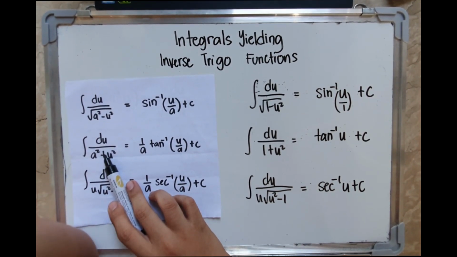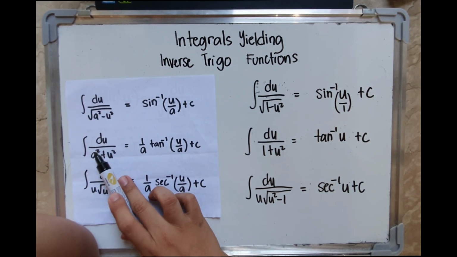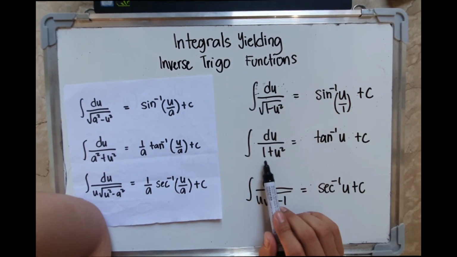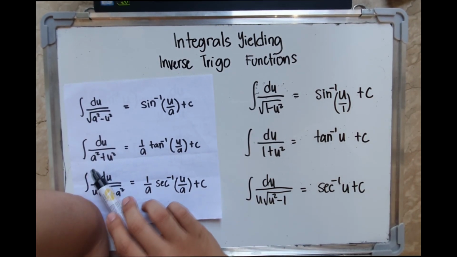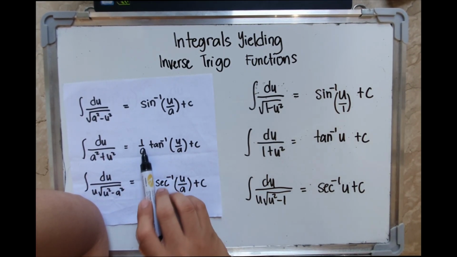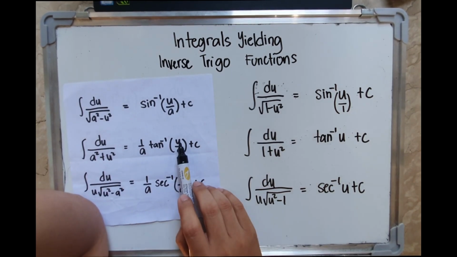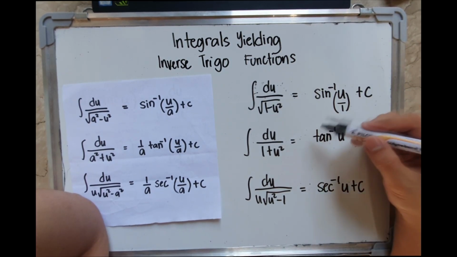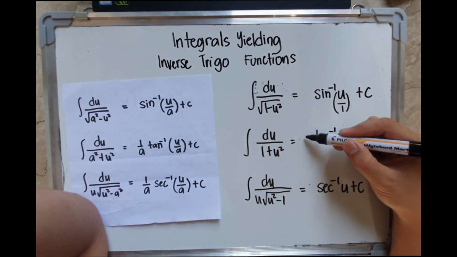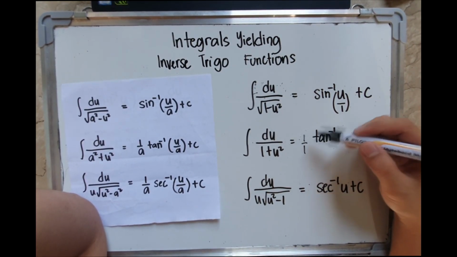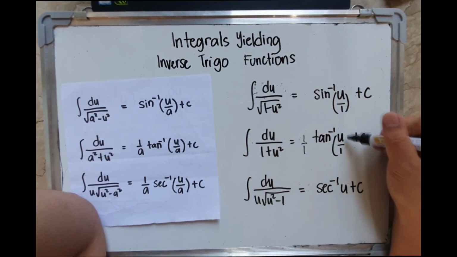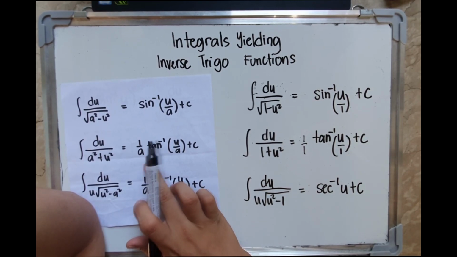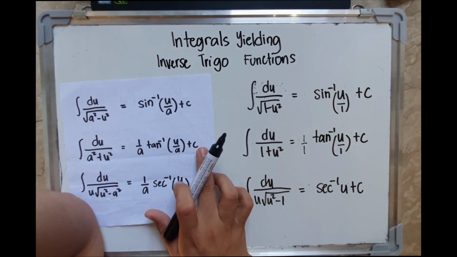And we also have the integral of du over a squared plus u squared. From this point right here, this is no longer 1. This is now a squared. So we have 1 over a, the arctan of u over a. So if this is 1 in this formula, we have 1 over 1, which would still be 1 all over 1. So we would still have the same. So 1 over a, the arctan of u over a plus c.